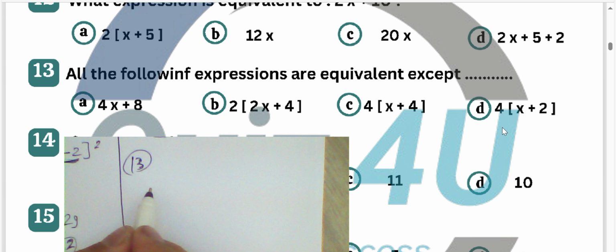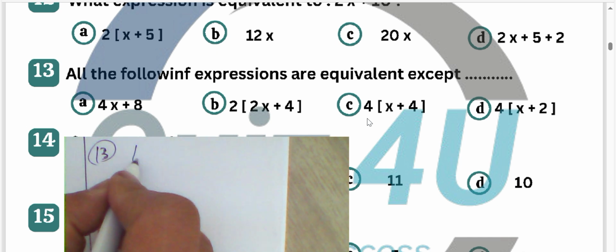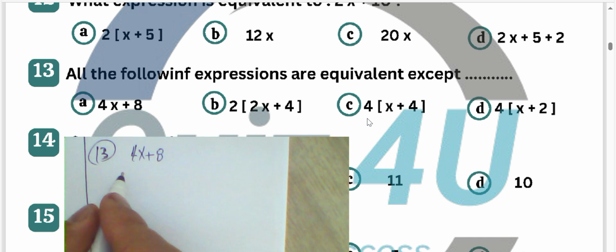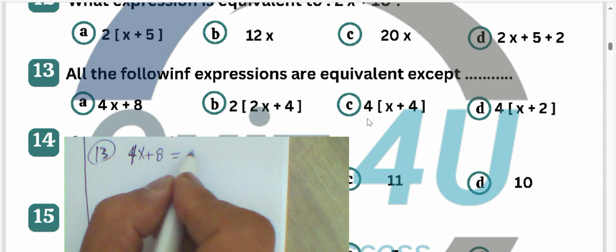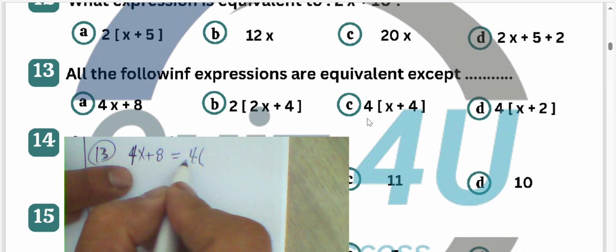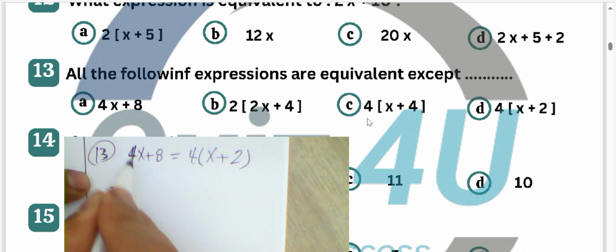Question 13. All the following expressions are equivalent except we have 4x plus 8. Equivalent to what? We can write the highest common factor between two numbers. It will be 4. And then 4x divided by 4 will be x, and 8 divided by 4 equals 2. Or you can write the highest common factor between two terms here, 2.